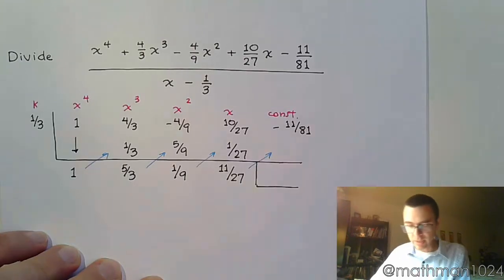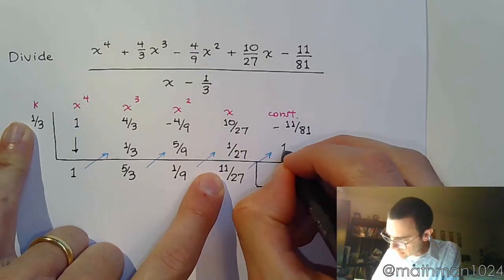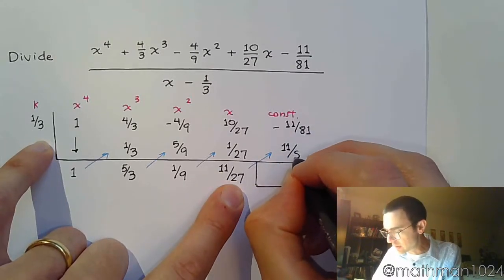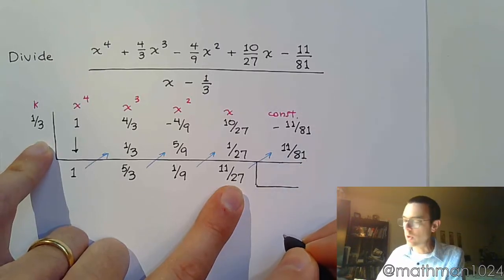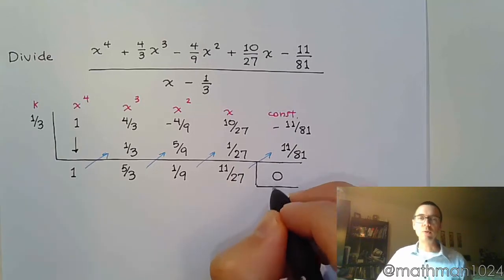Multiply times k for the final time. 1 times 11 is 11. 3 times 27 is 81. Oh, look at that. We get a remainder of 0.